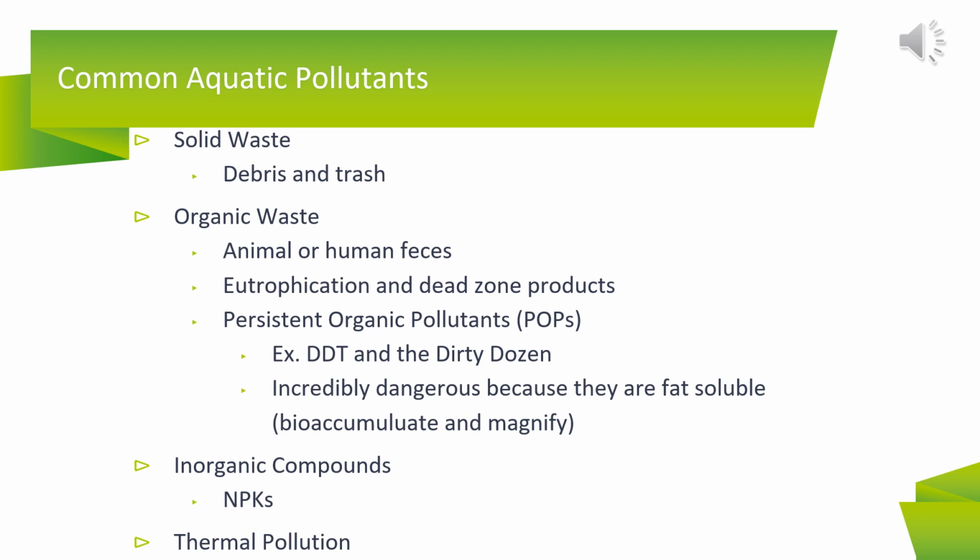Organic waste also comes from what is called a persistent organic pollutant, or a POP, P-O-P. Examples of these are DDT and other components that are listed in the UN Dirty Dozen list.